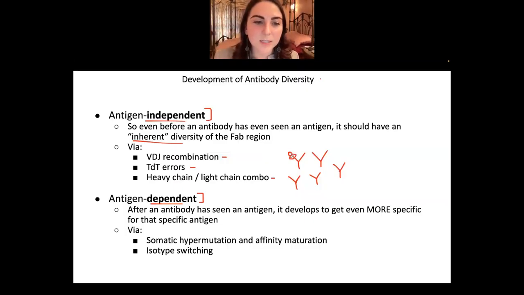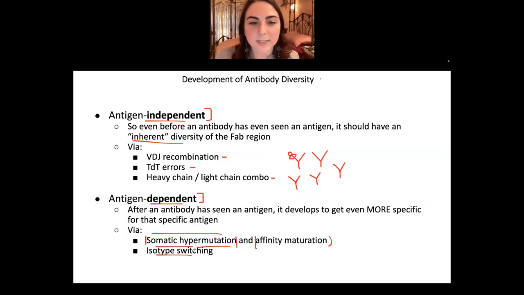These two processes are known as somatic hypermutation, another name for which is affinity maturation, and then isotype switching or class switching. We're going to talk about all of these. It's just an outline. I think this is the coolest word ever, somatic hypermutation. I just think it's so cool. But it's basically, once it sees antigen, making it super, super specific for that specific antigen. That's all that somatic hypermutation is.